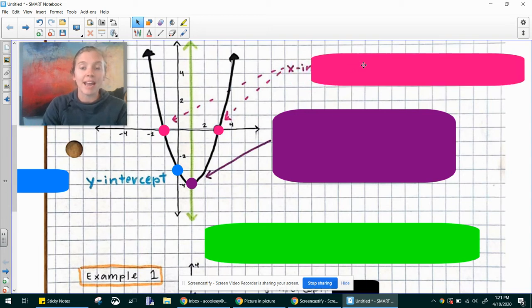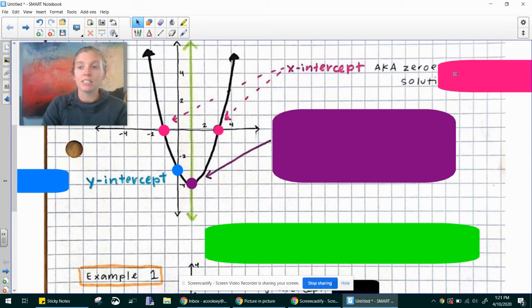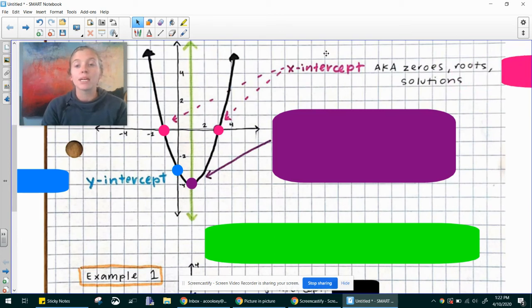These are our x-intercepts. And when we talk about quadratics, we're actually going to need a couple other vocabulary words for x-intercepts, because sometimes our problems are going to use different words to describe those x-intercepts. Sometimes they'll use the word zeros, sometimes roots, sometimes solutions. If you ever see a zero, a root, or a solution in a problem, it's talking about the x-intercepts of those quadratics. So we have our y-intercept, we have our x-intercepts. X-intercepts are also called zeros, roots, and solutions.